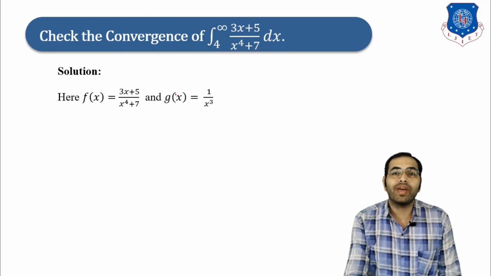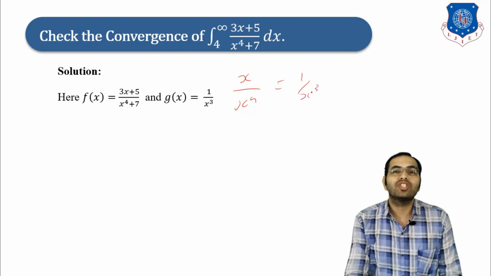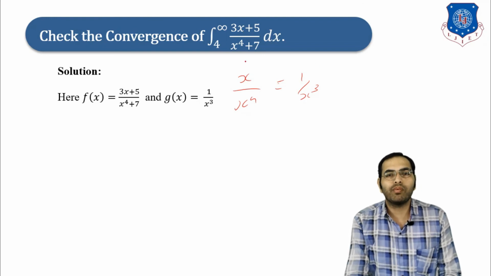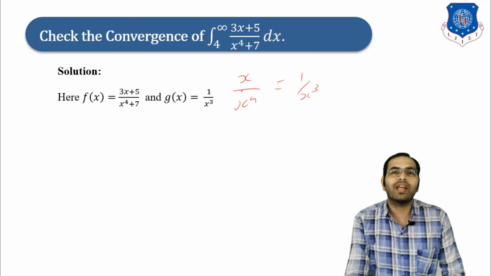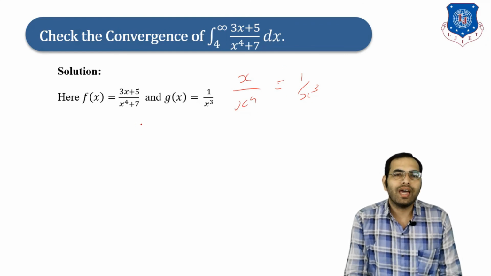For g of x, the highest power in the numerator portion is x, and the highest power in the denominator portion is x raised to 4, giving 1 upon x cube, which is exactly g of x. That means the ratio of the dominant term in the numerator and the dominant term in the denominator gives you g of x, so g of x equals 1 upon x cube.